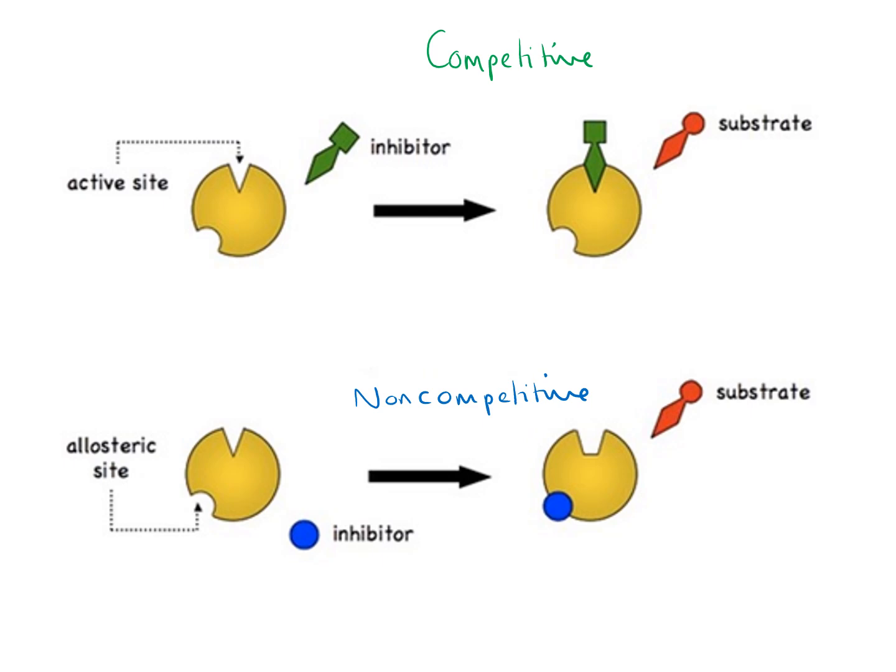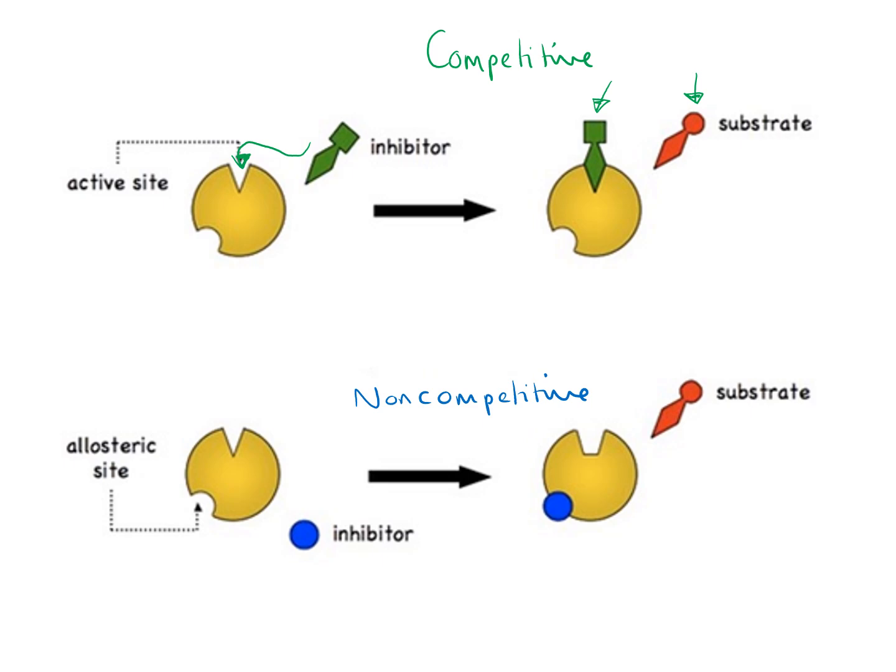So the first type, the competitive inhibitor, if we look at the inhibitor here, you'll notice that it has this similar shape to the substrate. And because of this, what it is able to do is it is able to bind to the active site and prevent the substrate from binding.